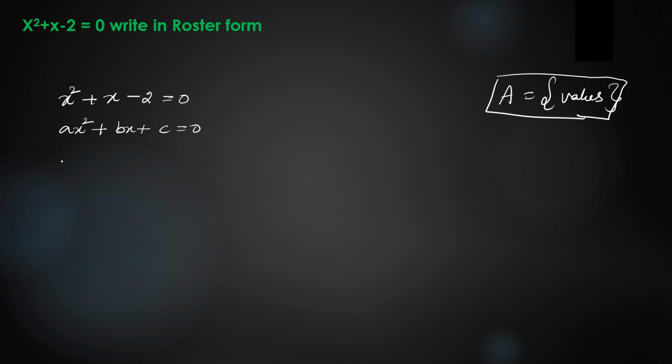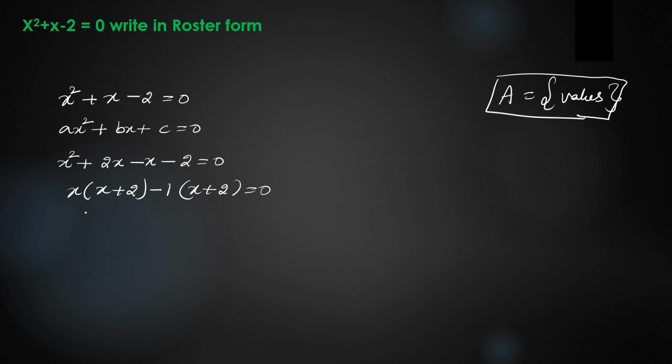So can I write this as x square plus 2x minus x minus 2 is equal to 0? If you observe, in the place of x, we have taken 2x minus x, so it will be the same. Take x as common, you'll get x plus 2, and here we can take minus 1 as common, then you'll get x plus 2. So x plus 2 and x plus 2 are there, so we can take x plus 2 as common. So x plus 2 into x minus 1 is equal to 0.